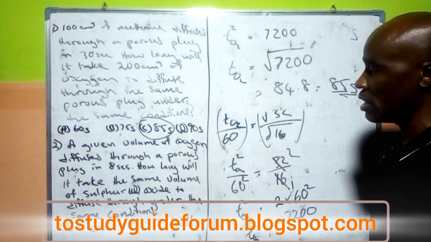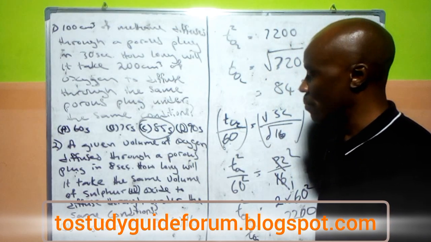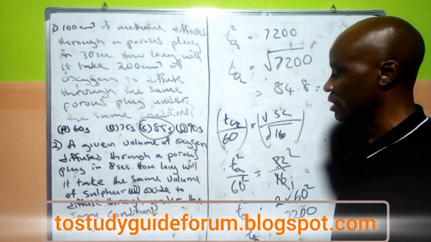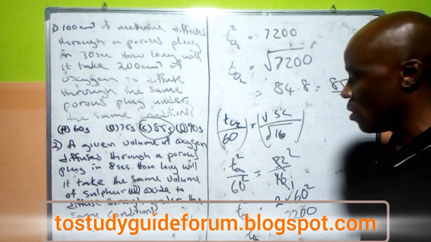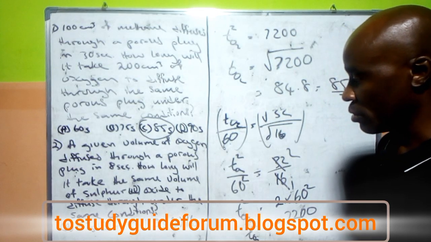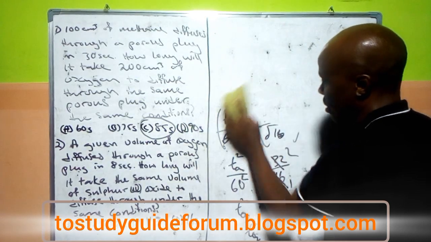So the next question says that a given volume of oxygen diffused through a porous plug in 8 seconds. How long will it take the same volume of sulphur 4 oxide to diffuse through under the same condition? Now in this one, we are still looking at time.